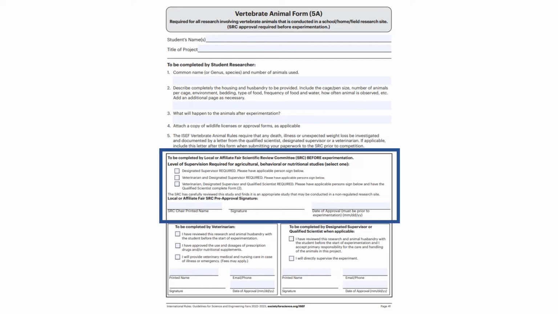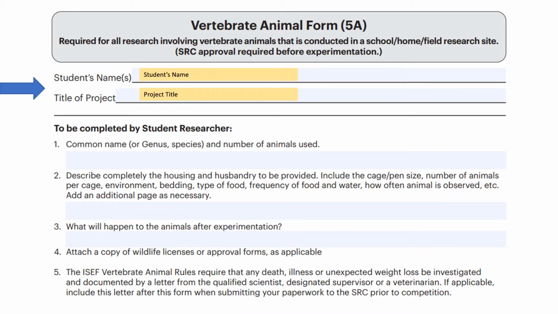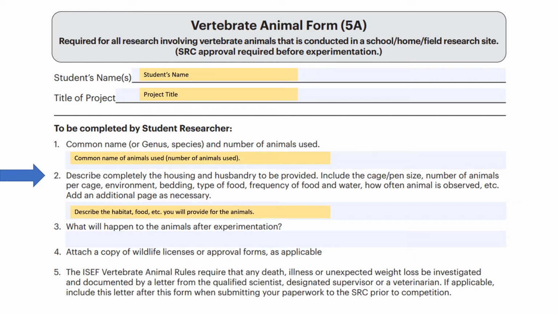The middle section of your form will be filled out by the Scientific Review Committee reviewing your project. The bottom of the form will be completed by a veterinarian, a designated supervisor, a qualified scientist, or a combination of them. First, enter your name and the title of your project. Add the common name, genus, or species of the animals you will be using, such as a dog or horse. Then list the number of each type of animal you will be using.